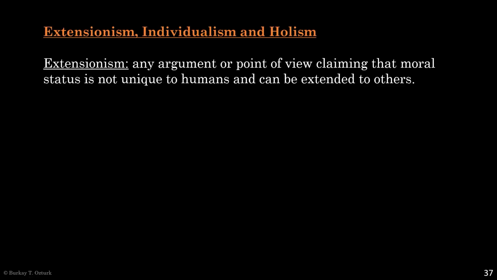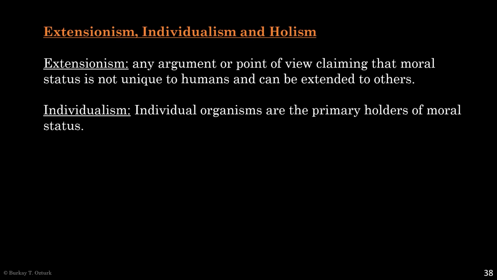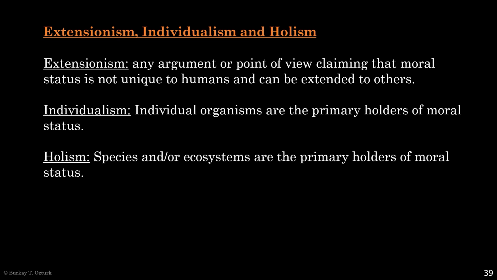Another useful term to understand what is happening in environmental ethics is extensionism. Extensionism is any argument or point of view claiming that moral status is not unique to humans and can be extended to others. There are two ways of doing this. First, you can be an individualist and see individual organisms as the primary holders of moral status. Or you can be a holist and see species and or ecosystems as the primary holders of moral status.